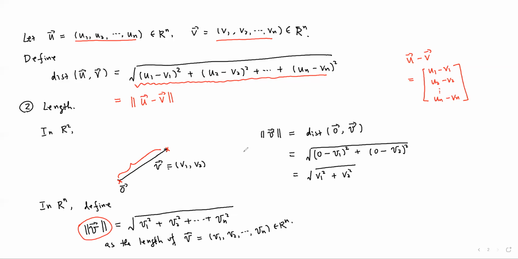Let me take a look at some examples about these formulas. Example one. Let V be (1, -2, 2, 0). It is a 4-dimensional vector. We cannot plot this vector in R4 because we cannot draw the space R4, right?